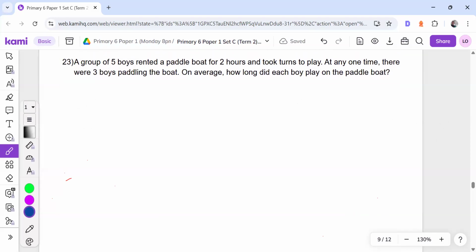A group of 5 boys rented a paddle boat for 2 hours and took turns to play. At any one time, there were 3 boys paddling. On average, how long did each boy play on the paddle boat?